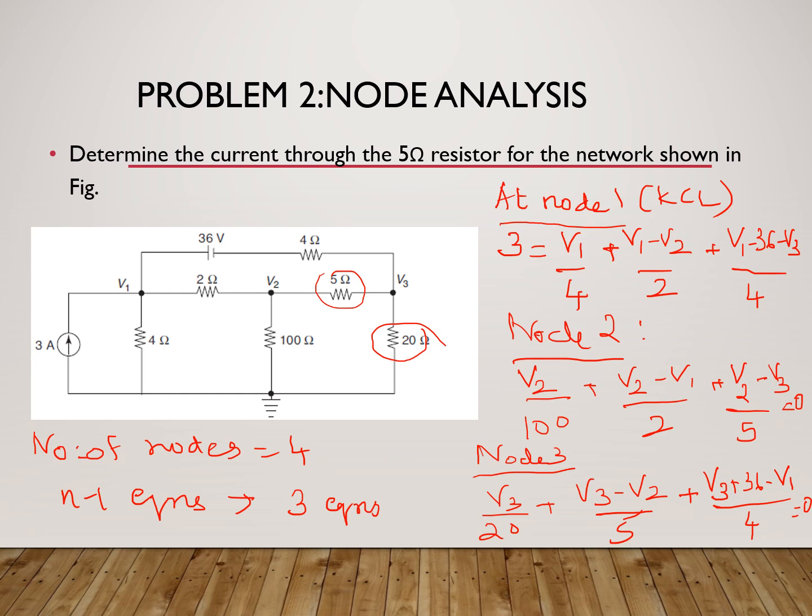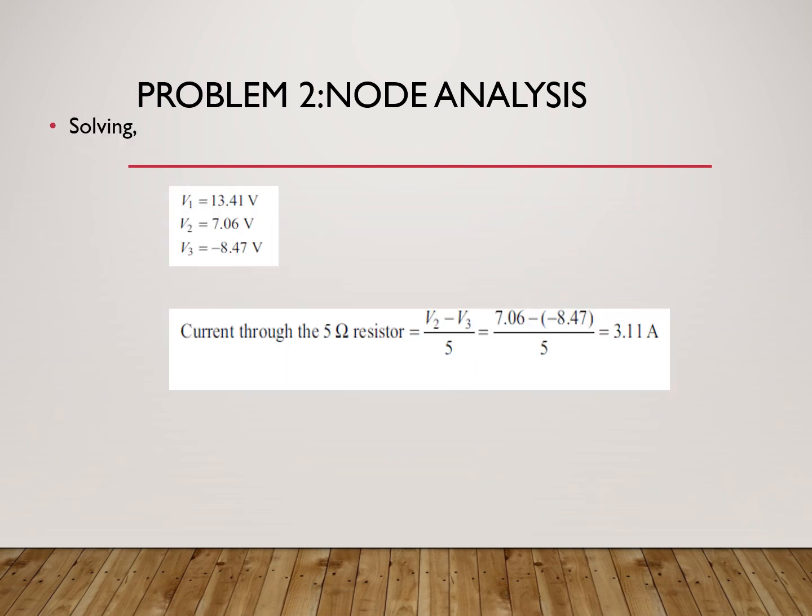So we have got 3 equations again now. All these equations, we get the values like this. You can solve these 3 equations. You can use your calculators to solve the simultaneous equations. And the current through the 5 ohm resistor is given by V2 minus V3 divided by 5, because obviously the voltage across the 5 ohm resistor is given by V2 minus V3. Now V2 is greater than V3, so it's V2 minus V3, and the current will be divided by 5. So the current is got as 3.11 ampere. So this is how you write the equations in a node analysis.